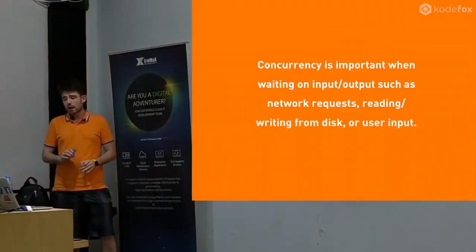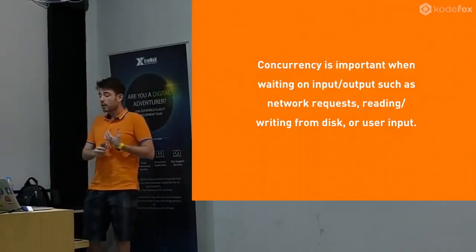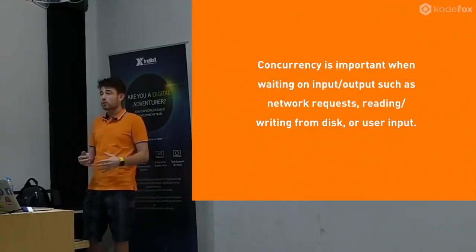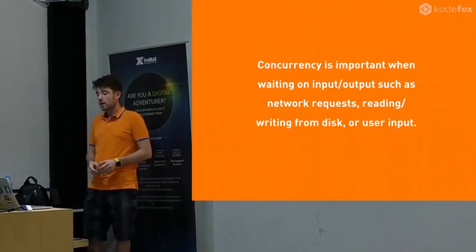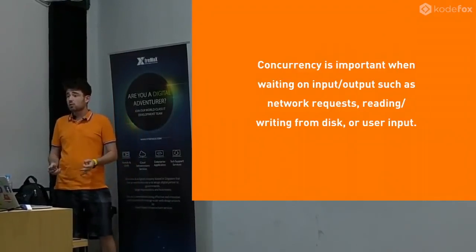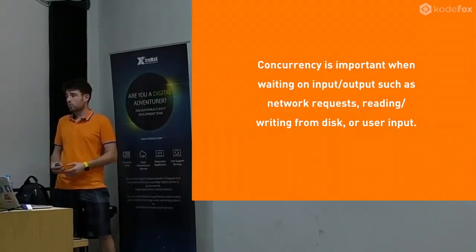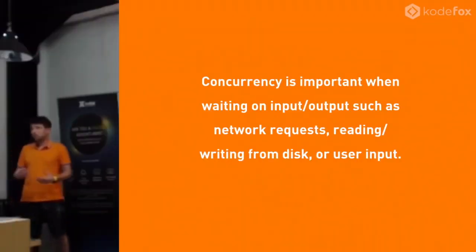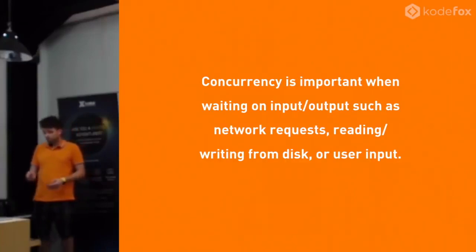Concurrency is specifically important when we're dealing with user input, and input/output, as in network requests, users interacting with the system, and reading and writing from disks. Anything that is considered an asynchronous type of activity, where the CPU needs to stop and wait for the user to do something, or stop and wait for some data to arrive from the database or the network.